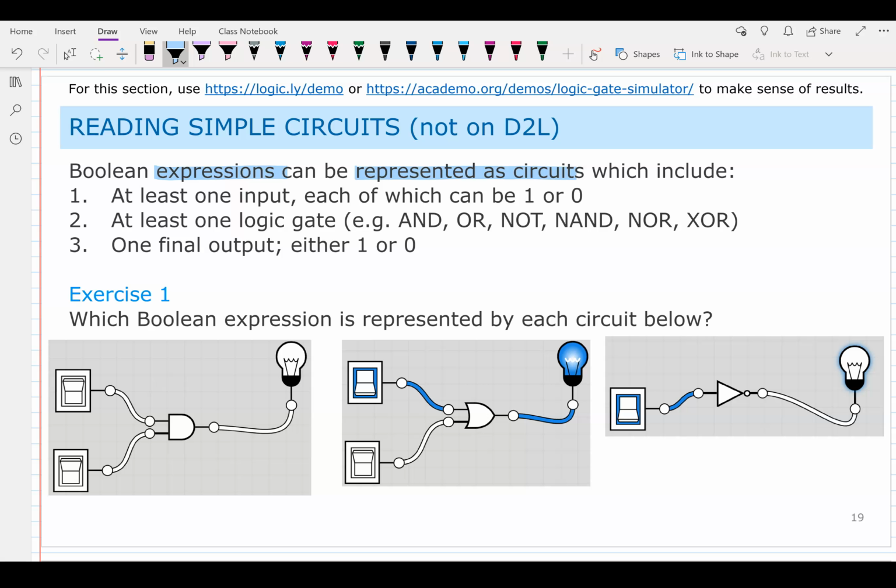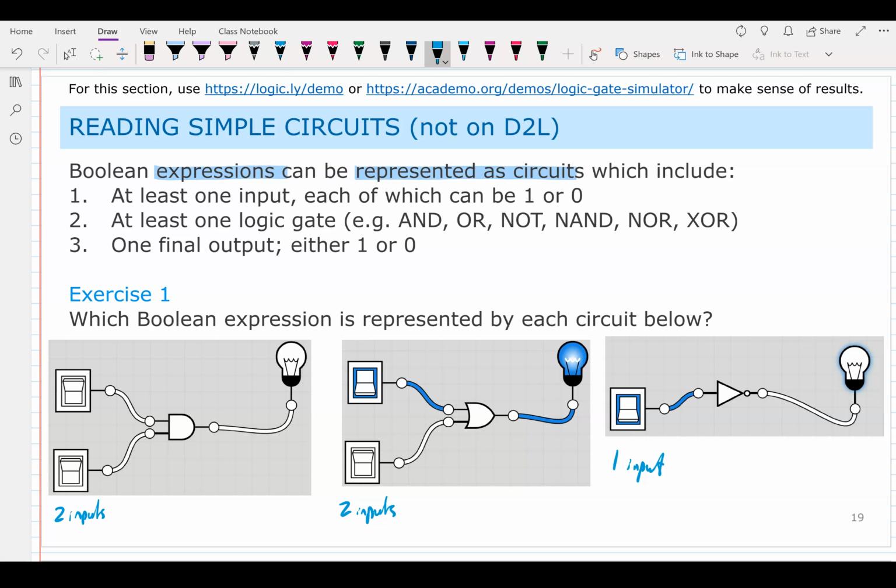And they have to include these three things. At least one input, each of which can be 1 or 0. So in this case, this is 1 input. In this case, it's 2 inputs. This would be 2 inputs. So I could probably write this down just below. This would be 2 inputs. This would be 2 inputs. And this would be 1 input. That's the first case. That's what you need for a circuit.